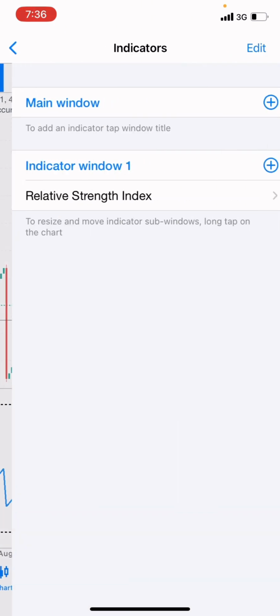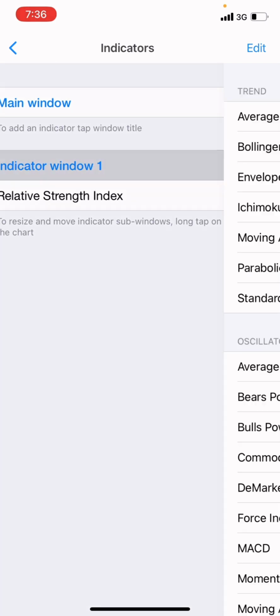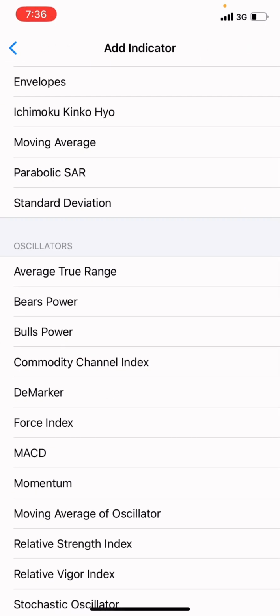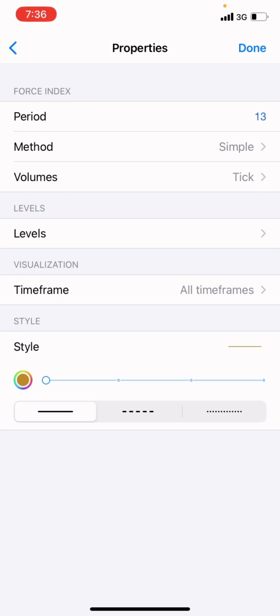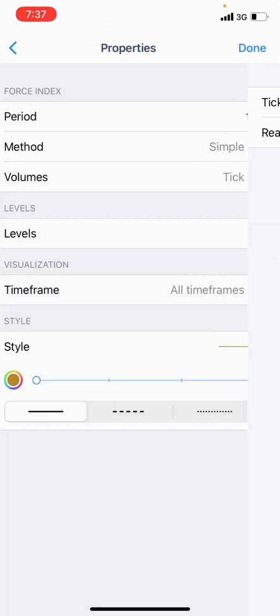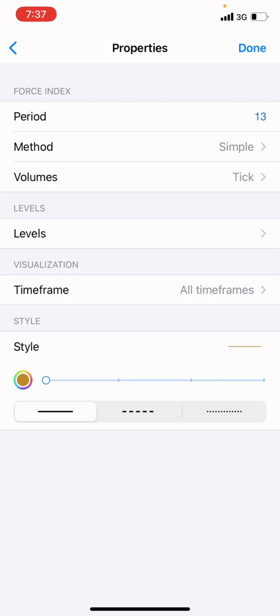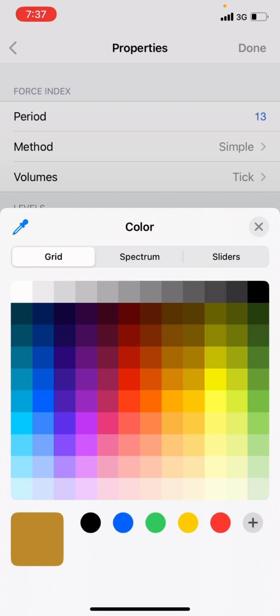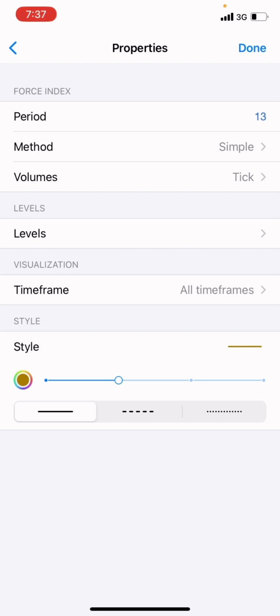Now let's go on to the second indicator. We put on main window and look for the force index. The period for the force index is going to be 14, the method is going to be simple, and the volume is going to be tick. Then the style is going to be 2 pixel, and you leave the color on brown as default. The line is the first one, this first line right here. So quick and easy, you click on done.